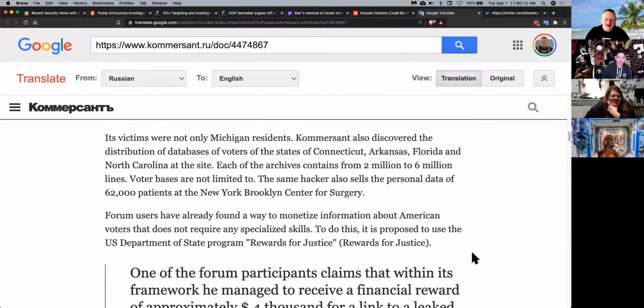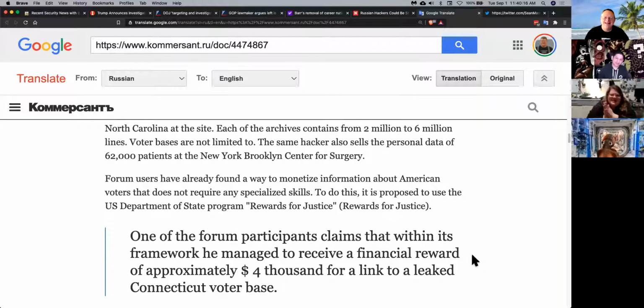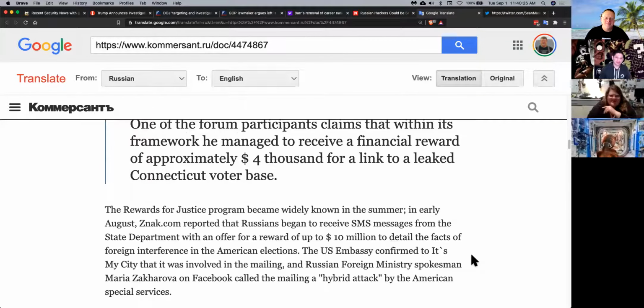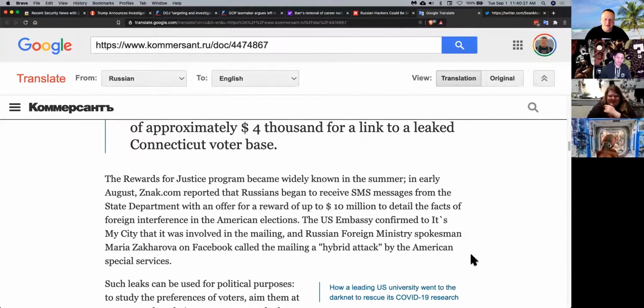Sure. That's all they're doing, is selling voter data on the dark web. I'm sure that they're not doing anything else. And this is totally okay, but it's kind of interesting that this happens at a coincidental time with a couple other events.